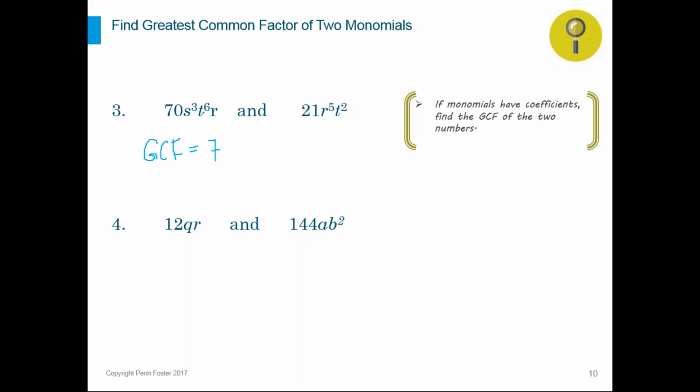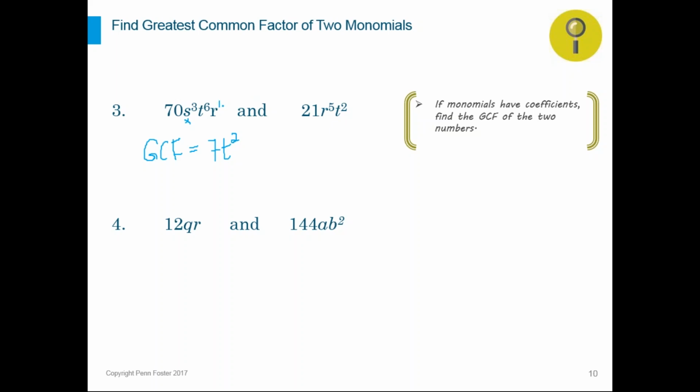Now, what's left is the variable part. The rule that we applied is whatever common variable you see in both monomials, take the one with the smaller power. s does not appear in the second monomial, then s is not common. I'm not going to have s as part of my answer. t and t, t to the 6th and t to the 2nd, then take the one with the lowest power, to the second power.